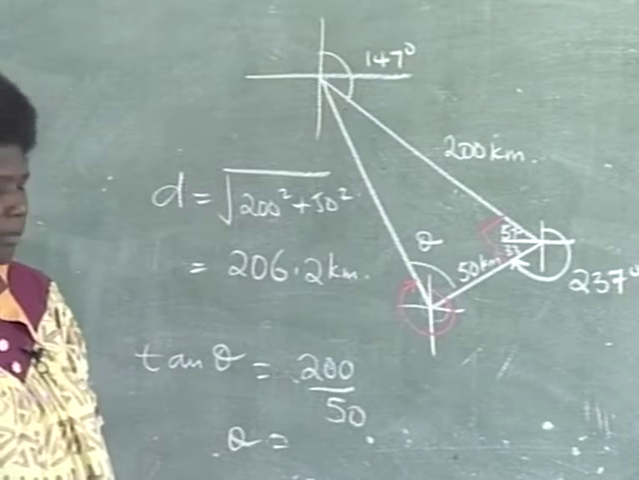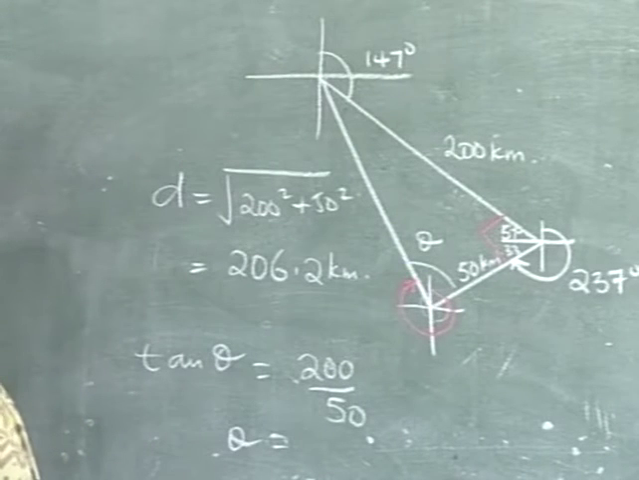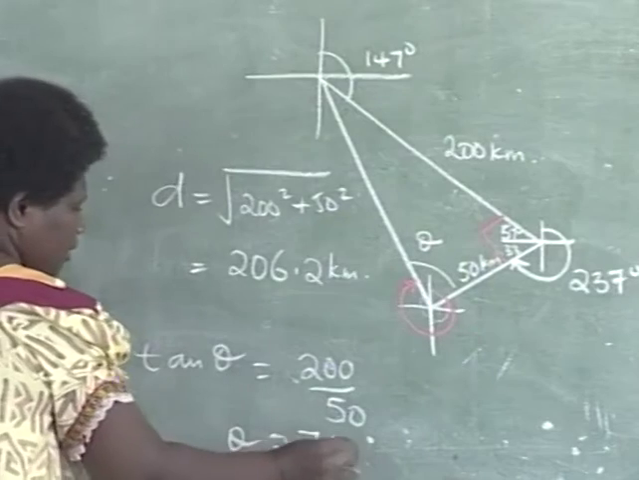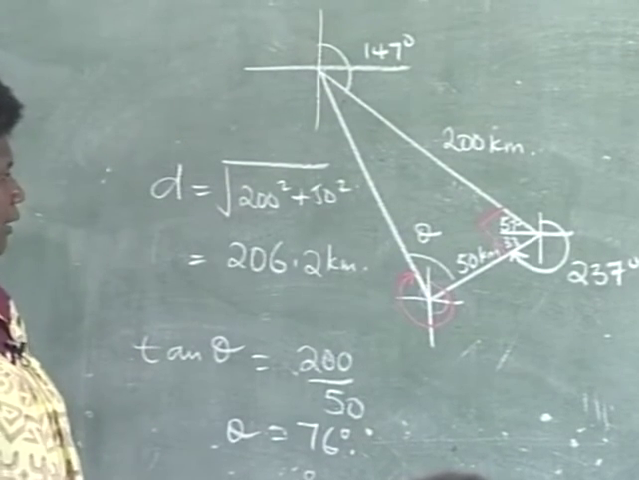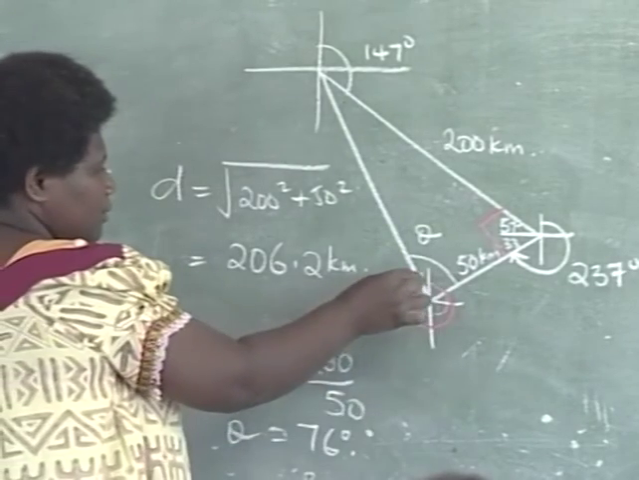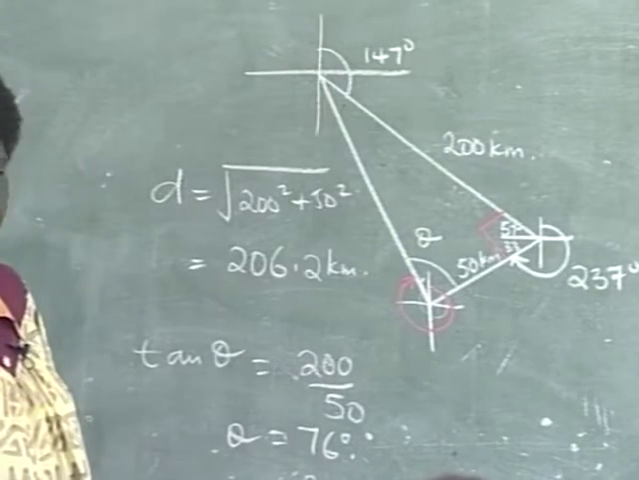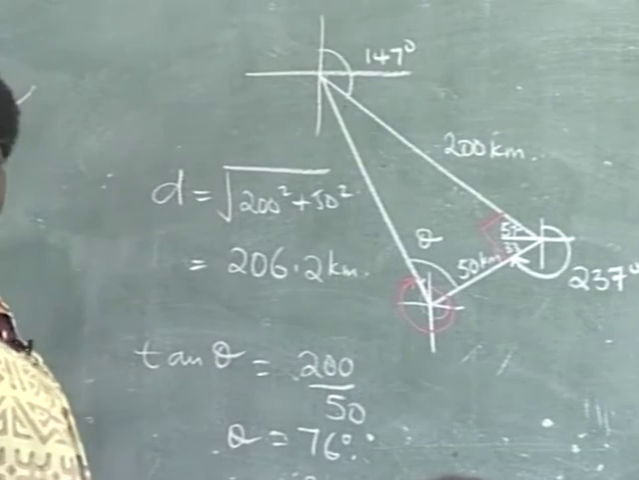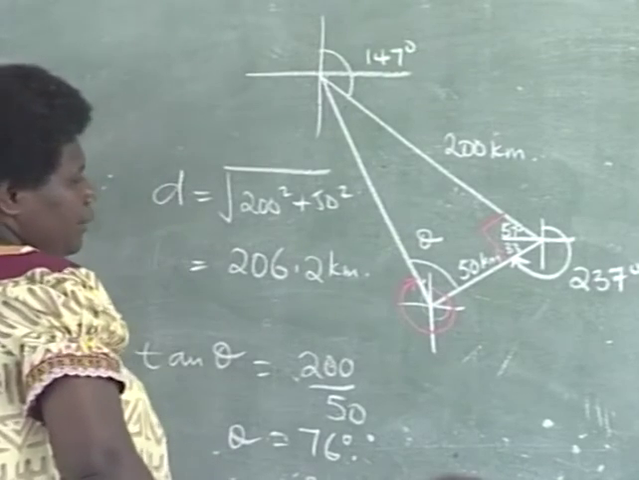Natasha. 76. Is that to the nearest whole number? Okay, 76 degrees. Now, we don't need all of this angle. We have to get rid of this bit here to find the bearing. So, Jake, how are we going to do that?